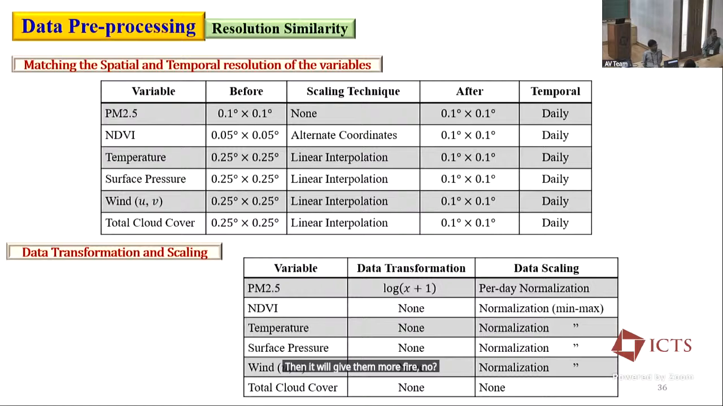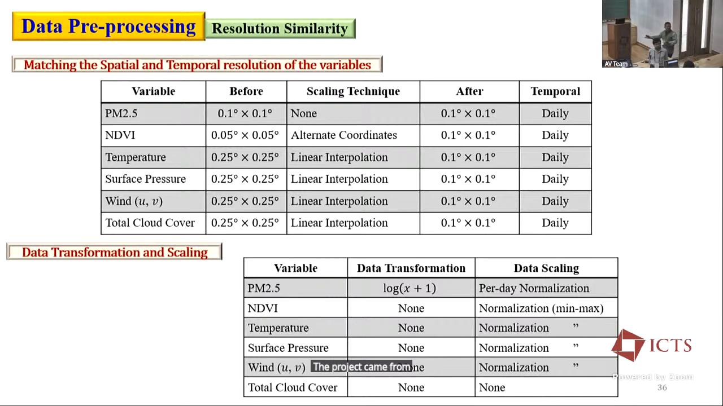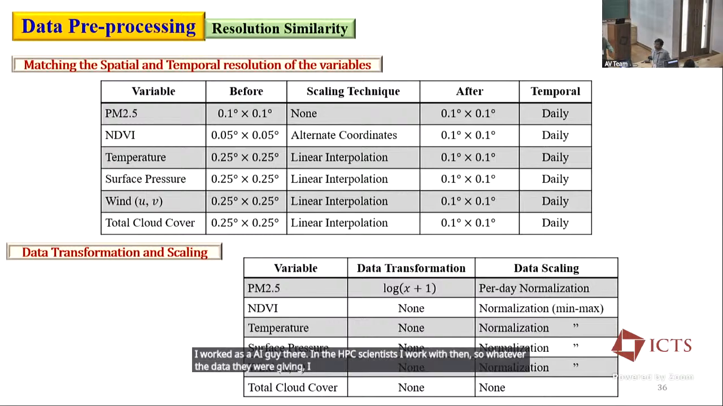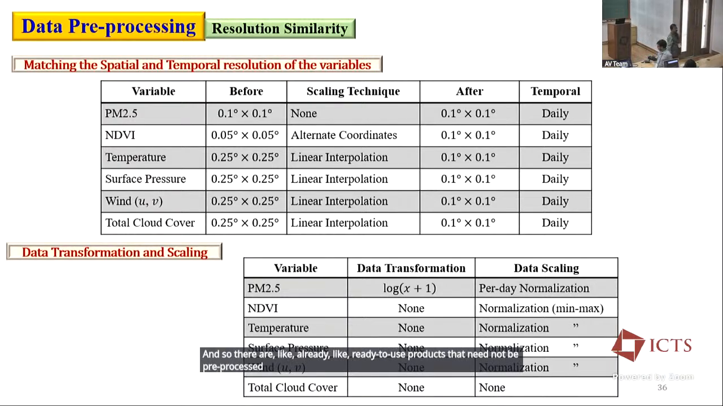And why is this NDVI used from NOAA? That is very coarse. There is MODIS. That is different. That is another question. How I got that, what is the data source? The project came from the air pollution department. They gave me the data. I worked as an AI person there, as an HPC scientist, I worked with them. So whatever data they were giving, I used. Yes. And sir, there are already ready-to-use products that need not be pre-processed a lot prior to using in AI models.